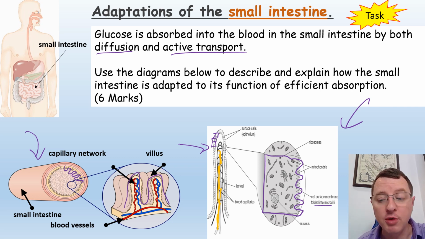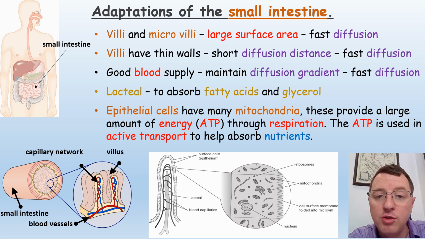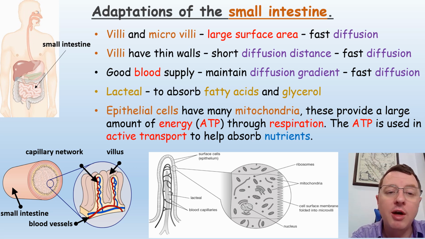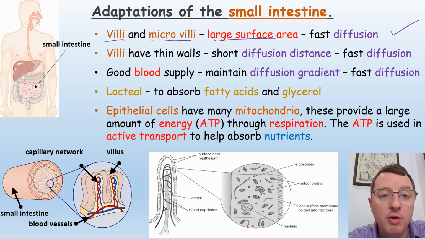So an answer for this question should include the following points. We should first think about diffusion and how we can speed up diffusion, and there are 3 ways to speed up diffusion. So we would have to mention that the villi and the microvilli are folded so that they produce a large surface area which will allow fast diffusion, so the nutrients will be absorbed faster into the blood.